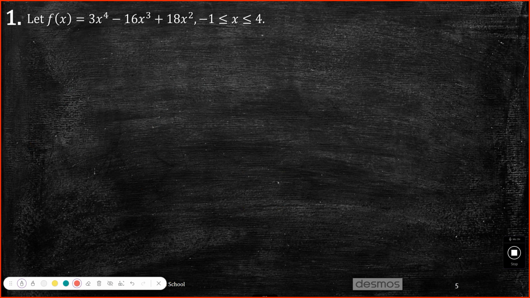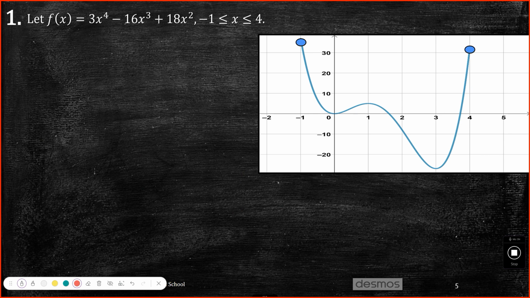Problem 1. Let f of x be this fourth degree polynomial, for x greater than or equal to -1 and less than or equal to 4. And there's the graph. I guess I'm giving you the graph for it already. Let me give you 3-4 minutes to copy this down. Go ahead and copy it down.